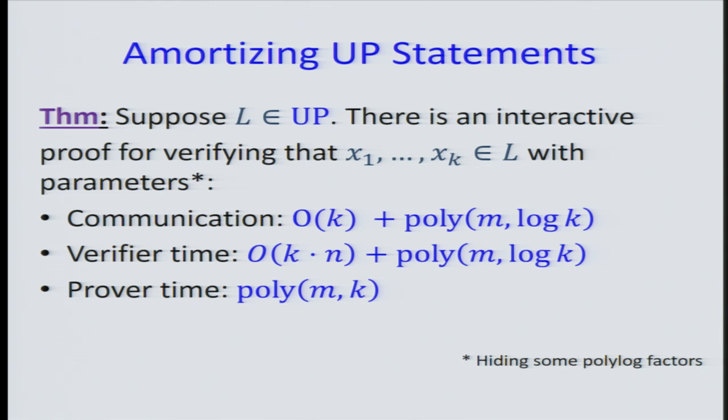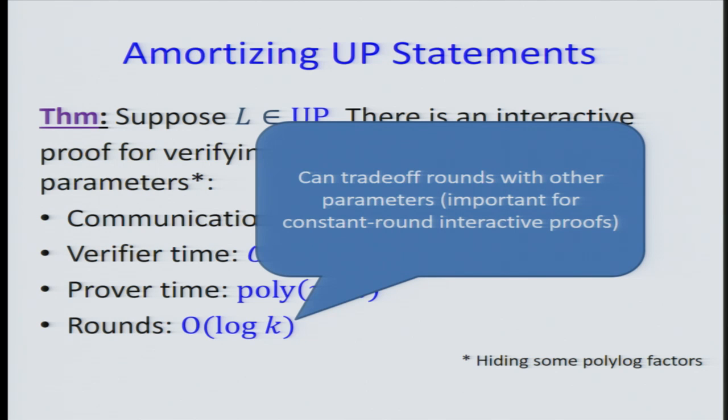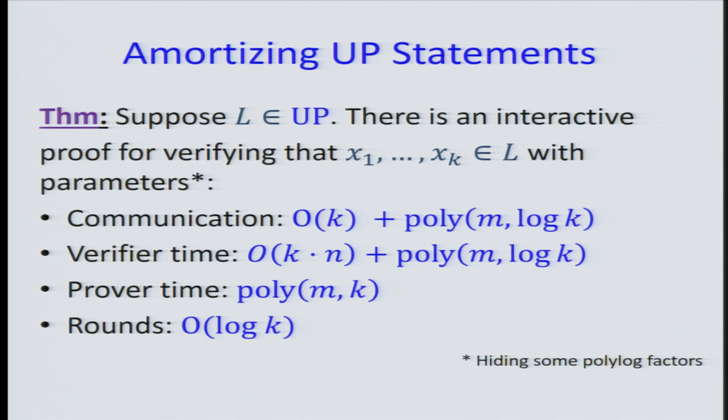The prover needs to compute all of these things, so it's poly in m and k. And the number of rounds, at least as I stated here, is going to be log k. So this, as is, won't quite be enough for our constant round interactive proofs, since k is not going to be constant. But in this result, we can also trade off getting fewer rounds with higher complexity throughout. So we can get constant rounds here, and everywhere you see a log k, it will be some k to the epsilon.